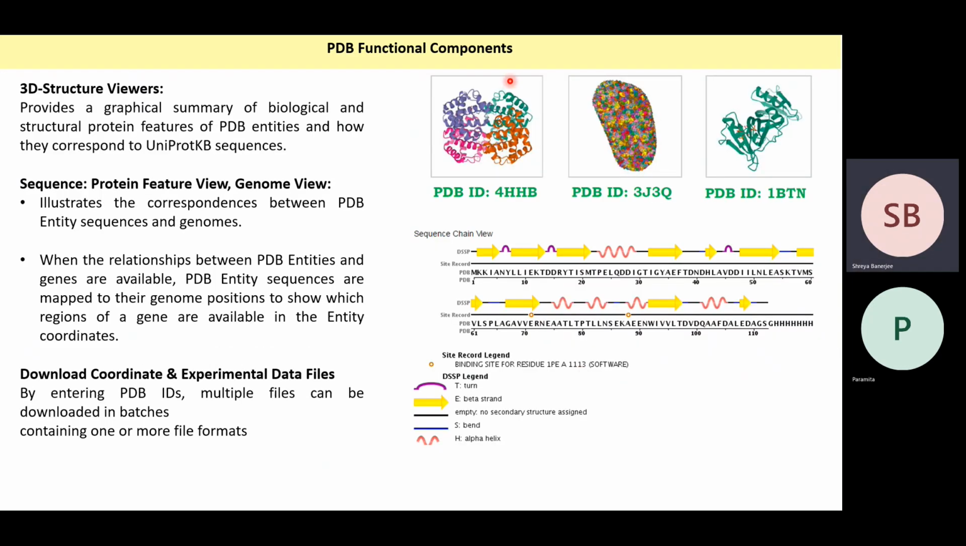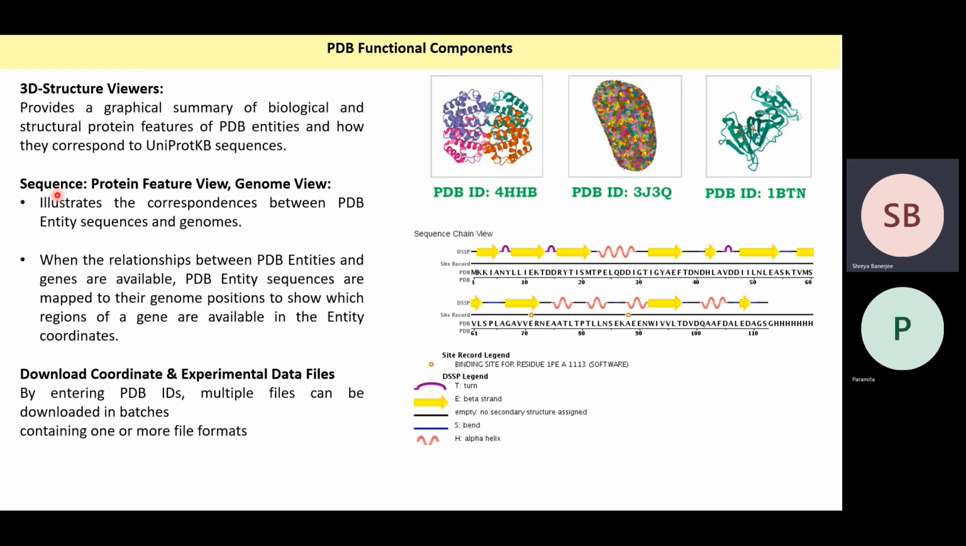Once the validation is done, there are different 3D structure viewers, which provide a graphical summary of the biological and structural protein features of PDB entities and how they correspond to the sequences. So you can just enter the PDB ID, download the coordinate and experimental data files, and view the 3D structure of the protein using any PDB viewer like Discovery Studio or PyMol.